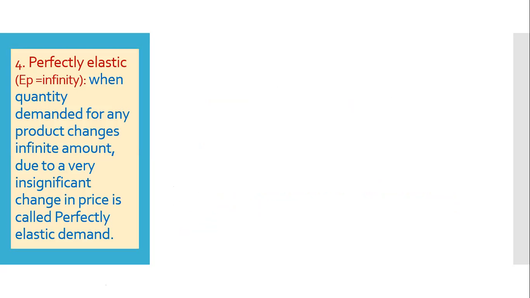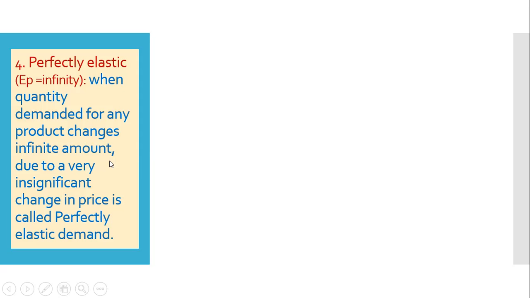Then let us see perfectly elastic demand, how it is. When quantity demanded for any product changes by an infinite amount due to a very insignificant change in price, it is called perfectly elastic demand. That means here the price change is very insignificant. There's a very, very small change in price. Due to that, quantity demanded changes a lot, even an infinite amount.